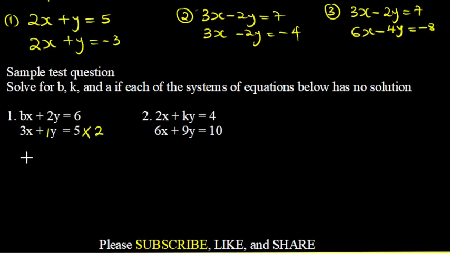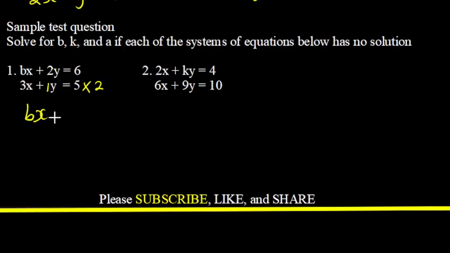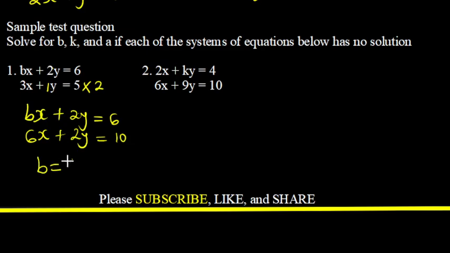So let's bring down our bx the way it is: bx plus 2y is equal to 6. 2 times 3x is 6x, then 2 times 1 is 2y, then 2 times 5 is 10. Since the y terms are now equal, we compare the x terms, so b is equal to 6.